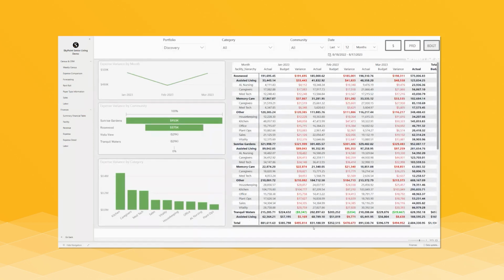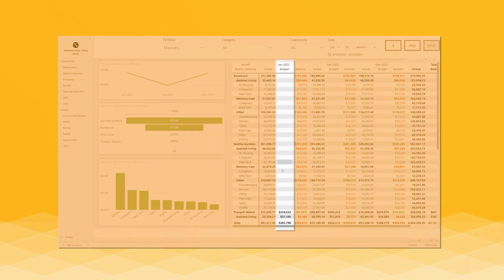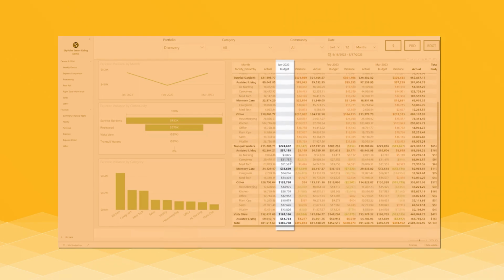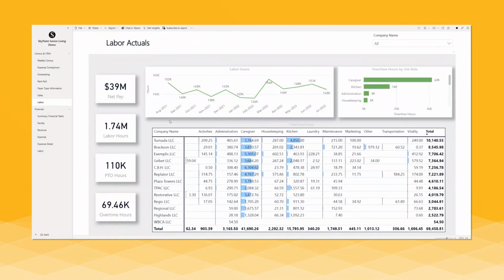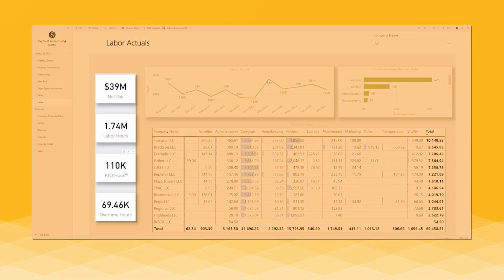This budget view can be a great accountability tool for your communities to ensure that all facilities are entering budgets properly. How are labor hours trending across your portfolio and in what areas? View KPI metrics like net pay, labor hours, PTO hours, and even overtime hours.